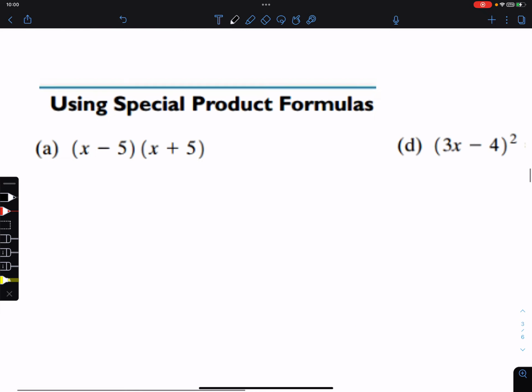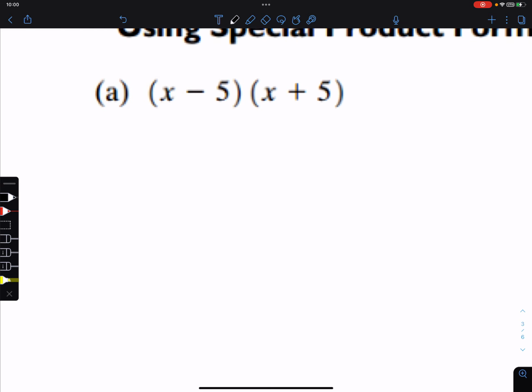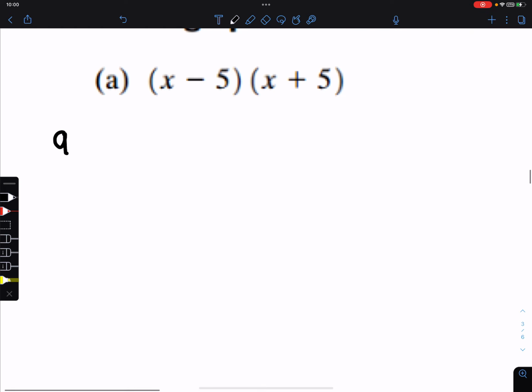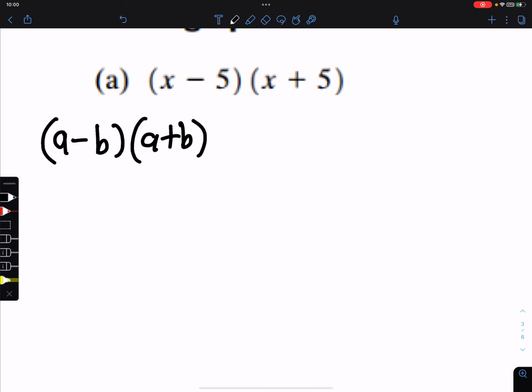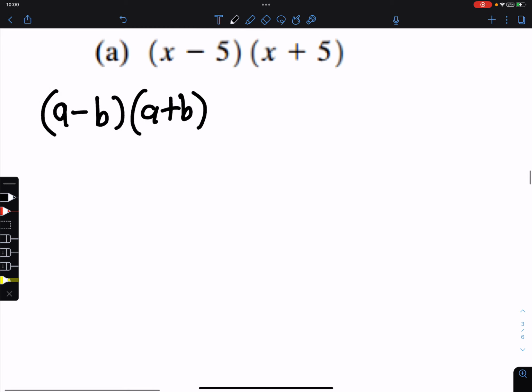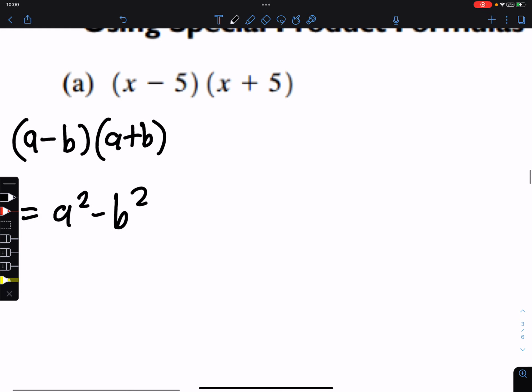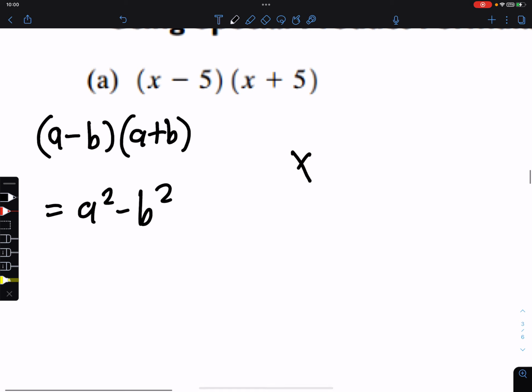Using special product formulas. Right. So here, I'll just write it out. If we have a minus b times a plus b, it could also be a plus b times a minus b. It doesn't matter the order. This right here is equal to a squared minus b squared. Okay? So in this case, our a is x. So looking at here, we should get x squared minus, right now, our b is 5, so minus 5 squared, which is 25. And that's our answer.